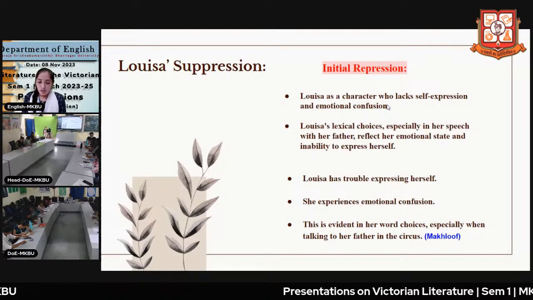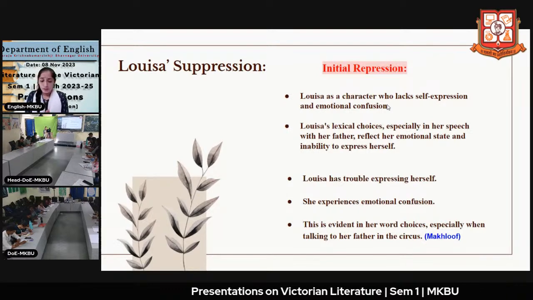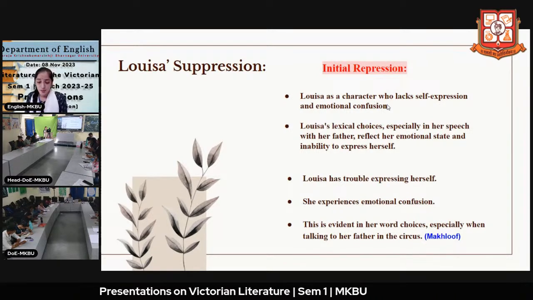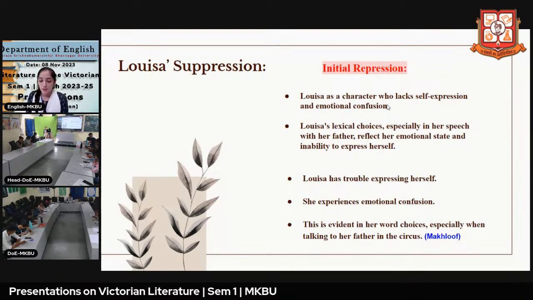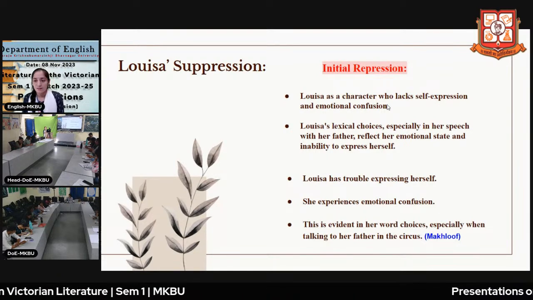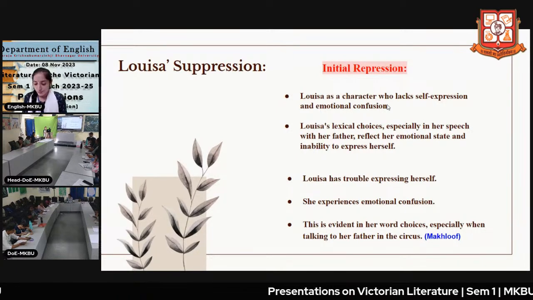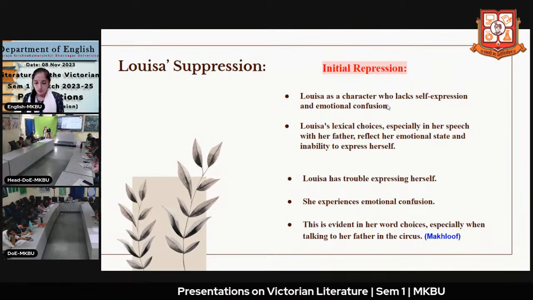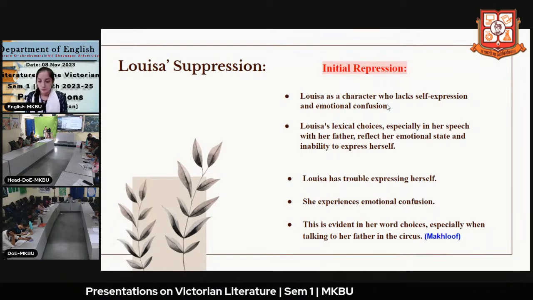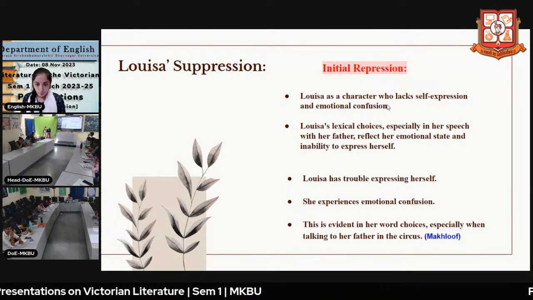She experiences emotional confusion. This is evident in her word choices, especially when talking to her father at the circus. We can find that her father scolds her, asking why she is there at the circus. So in that scene, we can find this type of repression.